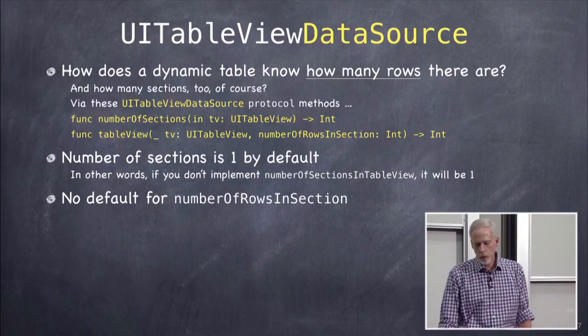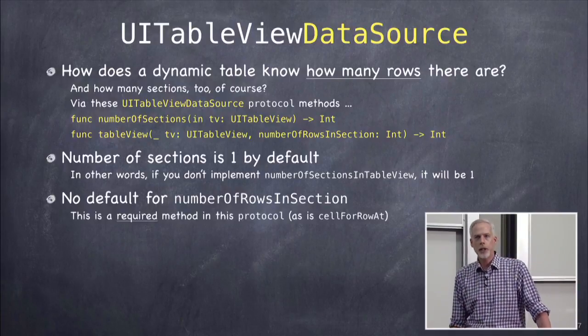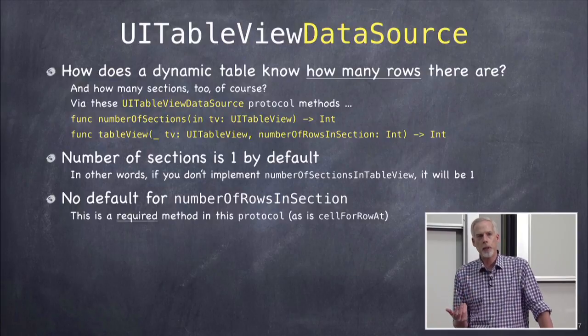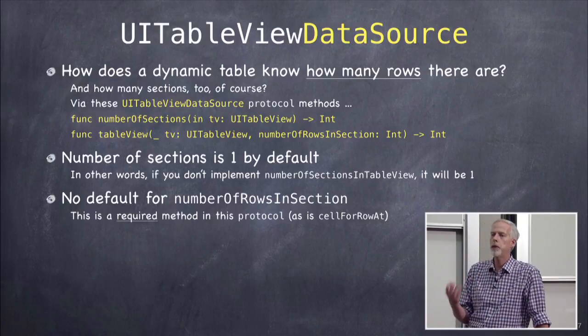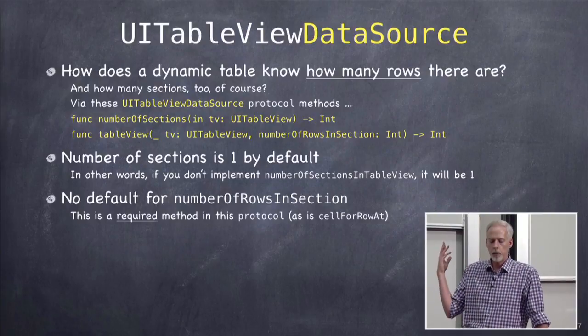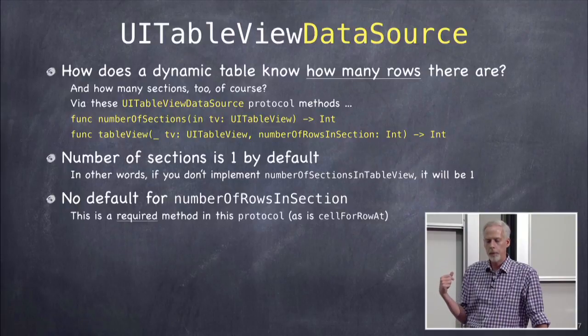The other one, though, which is numberOfRowsInSection, where it passes you a section number and you have to say how many rows are in that section, that is not optional. That is mandatory, and you must answer this question for every single section that you claim your table has with numberOfSections in TableView, okay?